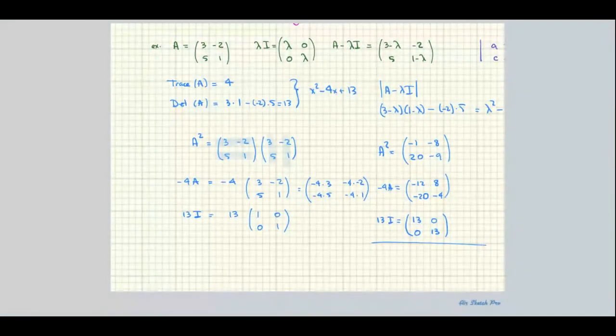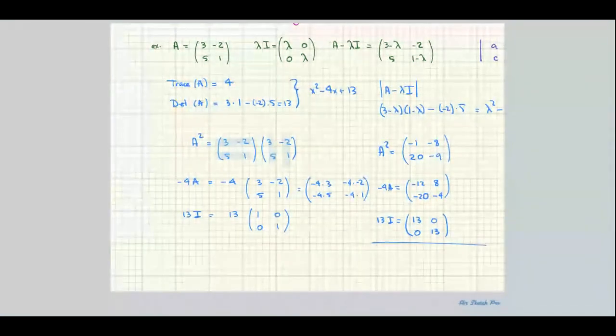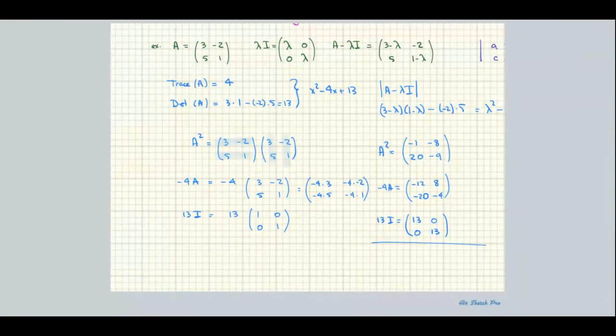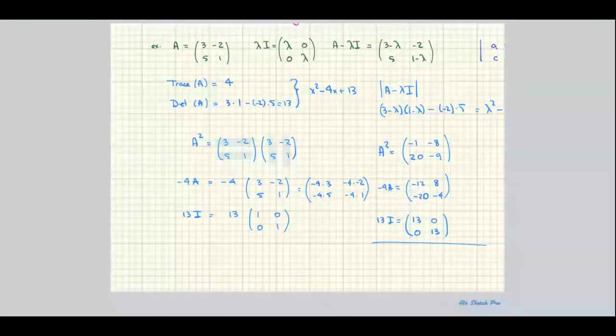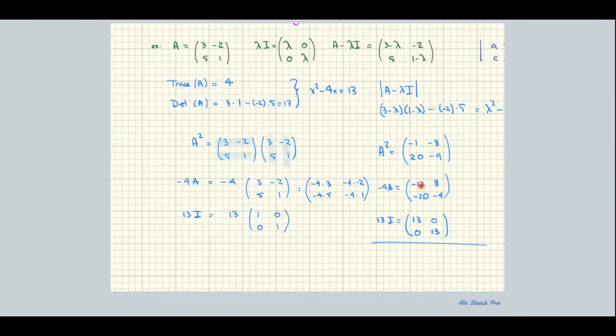or I can do it all at once. If I want to do it one piece at a time, I'll find a squared minus 4a first. And for matrix addition, it's none of this dot product stuff right there. Addition is real simple, just entry by entry. What's negative 1 plus negative 12? That's right. So I could start with negative 13.